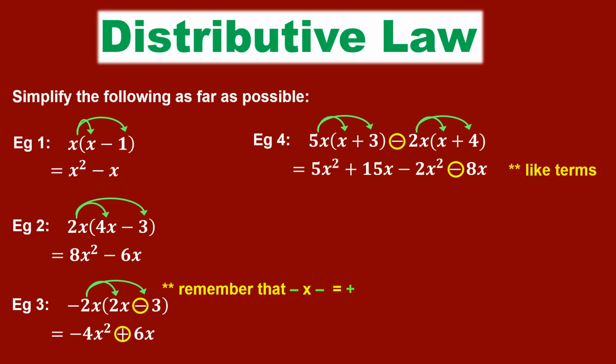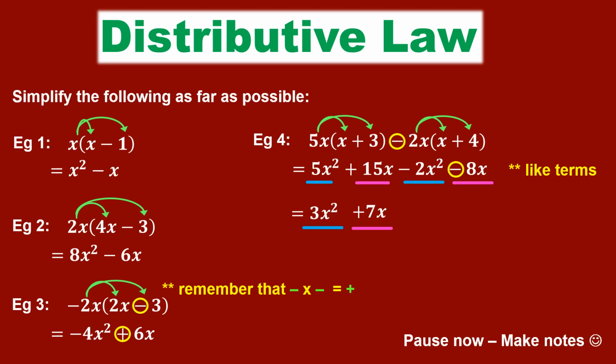Now in this question, we just need to be careful. We still have like terms. Now remember, like terms are when your variable is exactly the same. So 5x squared and minus 2x squared are like terms. So 5x squared minus 2x squared gives me 3x squared. And then 15x and minus 8x are like terms. So 15x minus 8x gives me 7x. So just remember, once you've distributed into the bracket, you just need to add and subtract your like terms. Pause the video now so that you can copy down these 4 examples, and I want to discuss 1 or 2 more with you.